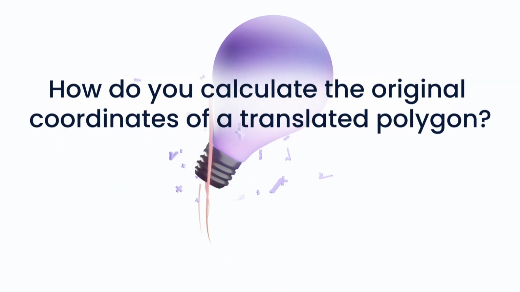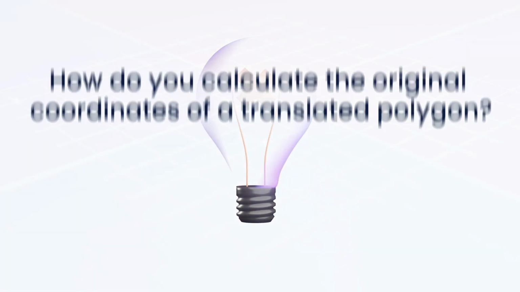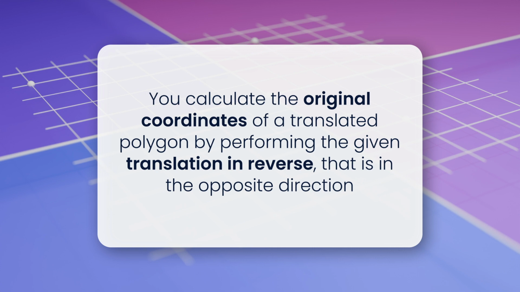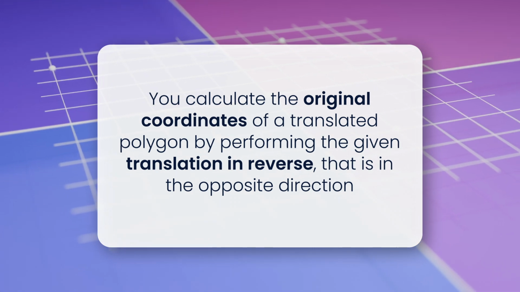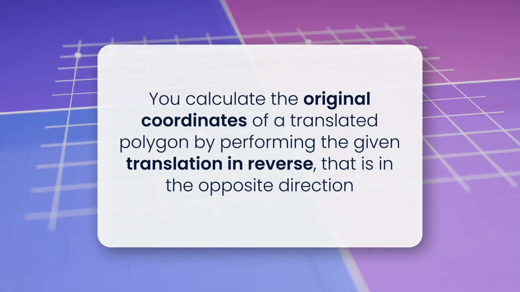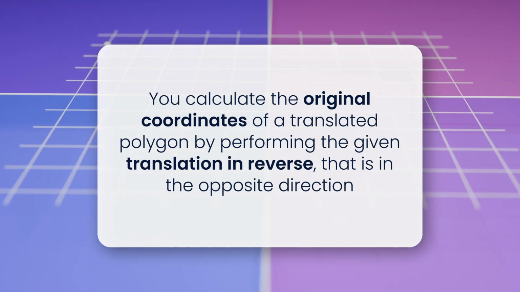How do you calculate the original coordinates of a translated polygon? You calculate the original coordinates of a translated polygon by performing the given translation in reverse, that is, in the opposite direction. Let's look at an example.